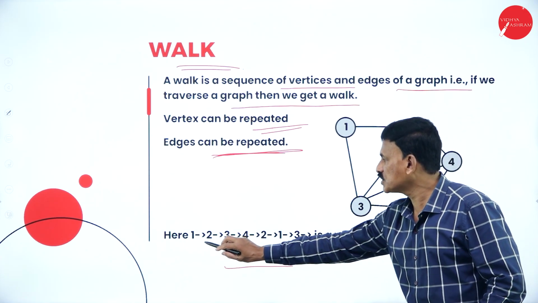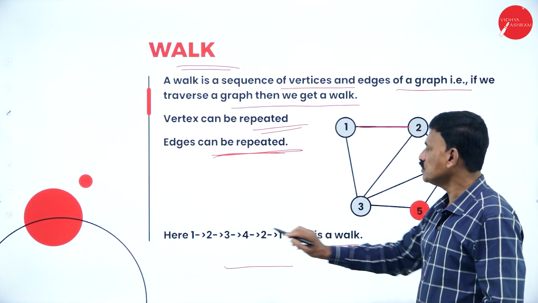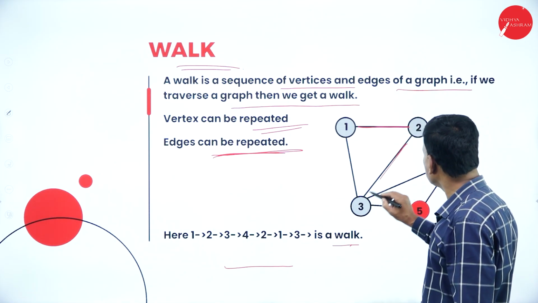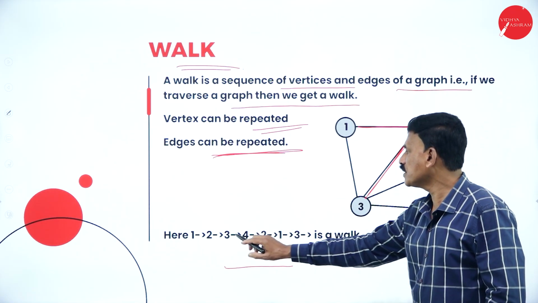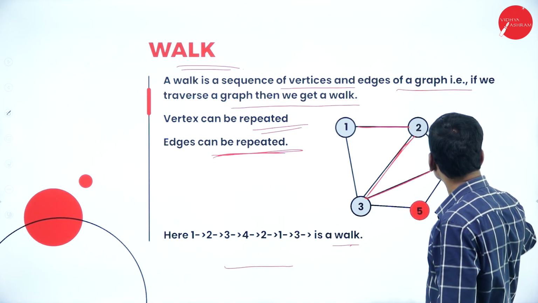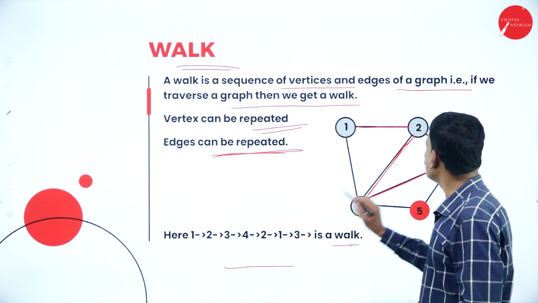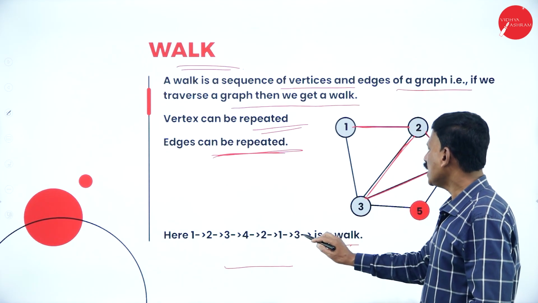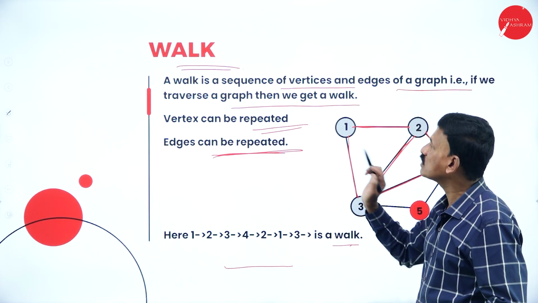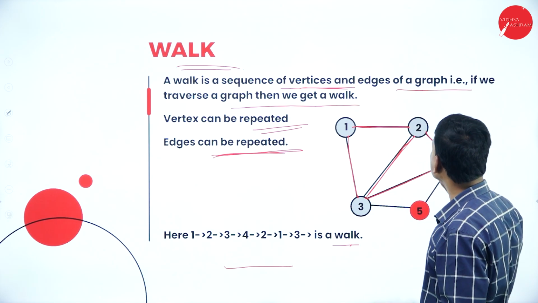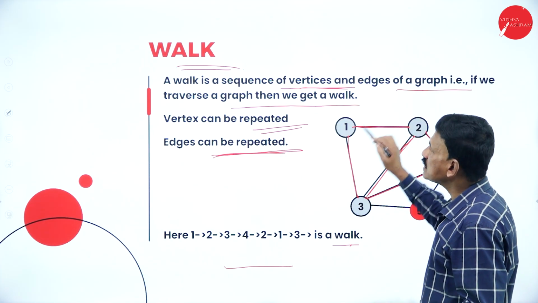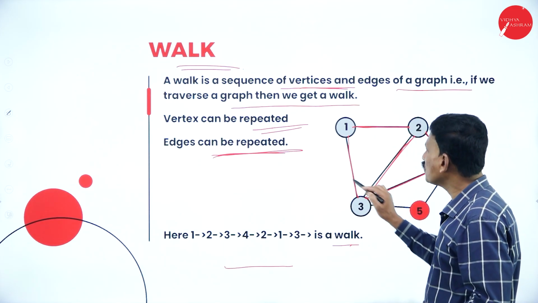Now, let us give the direction: 1 to 2 is one path. Again 2 to 3, then from 3 to 4, again from 4 to 2, again from 2 to 1, and then from 1 to 3. This is called the walk. A walk is a sequence of vertices and edges of a graph. That is, if we traverse a graph, then it is called a walk. This is an example for a walk.